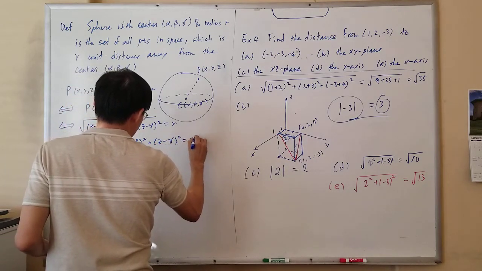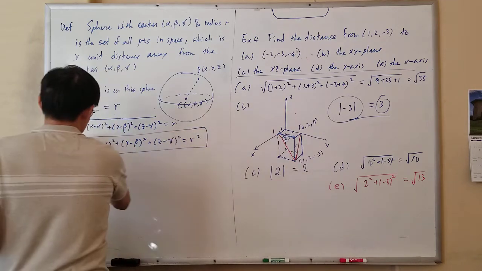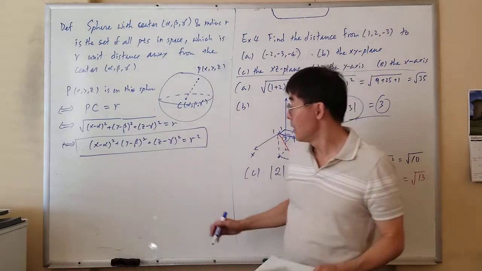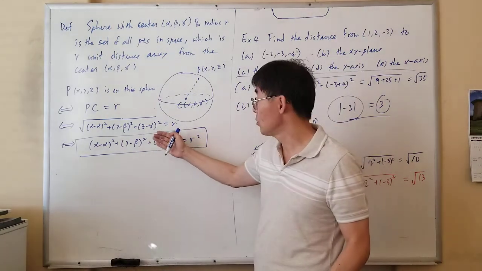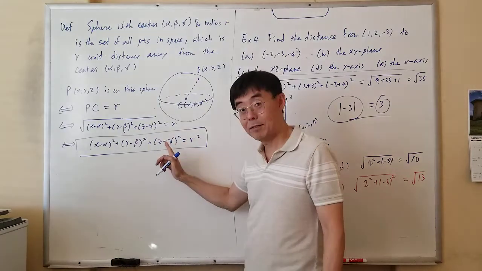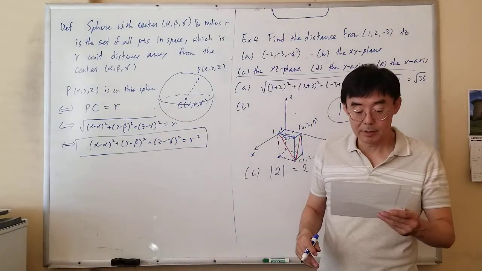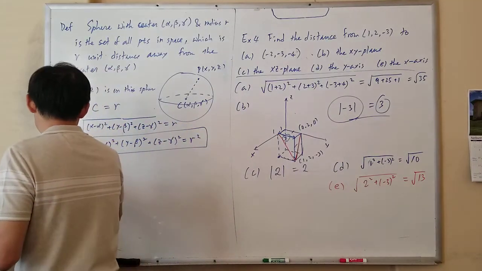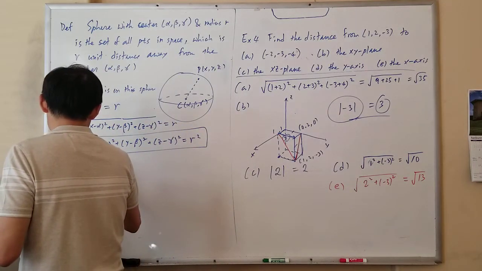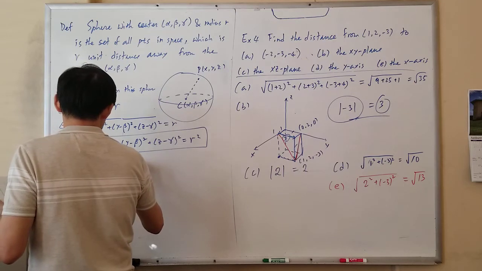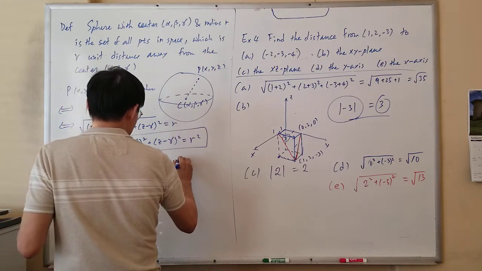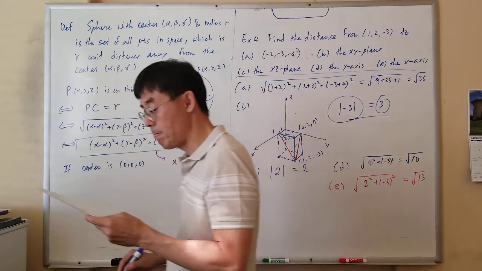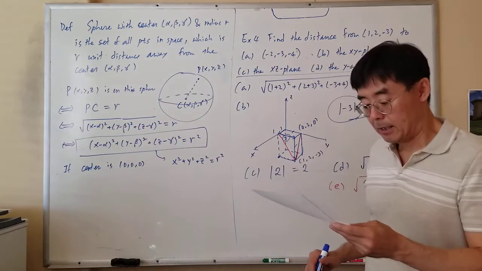Gamma squared equals r squared. This is x, this is y, this is z. So what do you see? It is all similar to the circle equation. You just have one more coordinate term. Okay? So if the center is 0, 0, 0, then this will be x squared plus y squared plus z squared equals r squared, obviously.